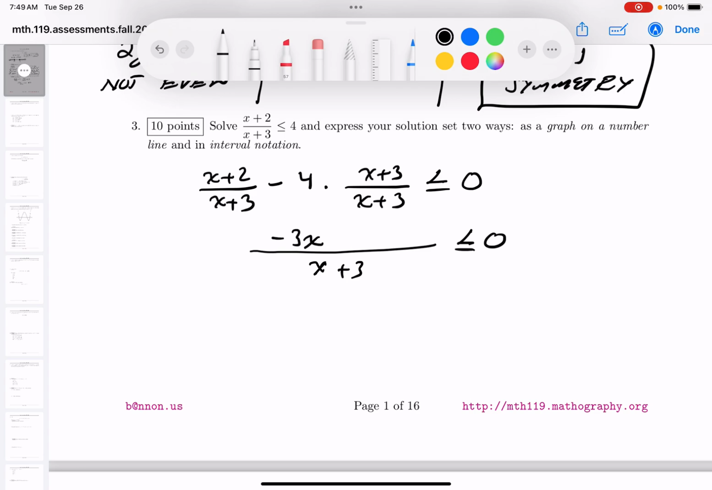All right, then you get 2 minus 12, which is minus 10. Now, on the number line, I list all the zeros. And what are the zeros going to be? Well, one is at minus 3. That's the easy one. That's in the bottom.